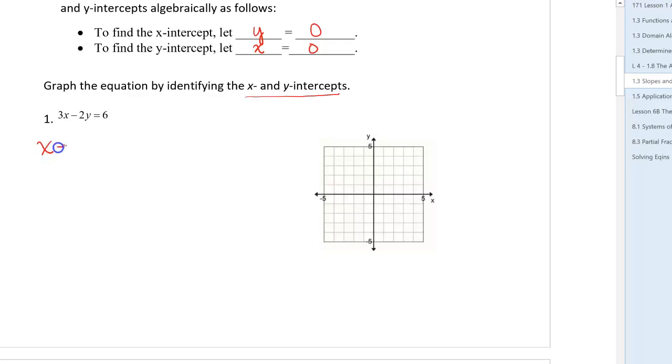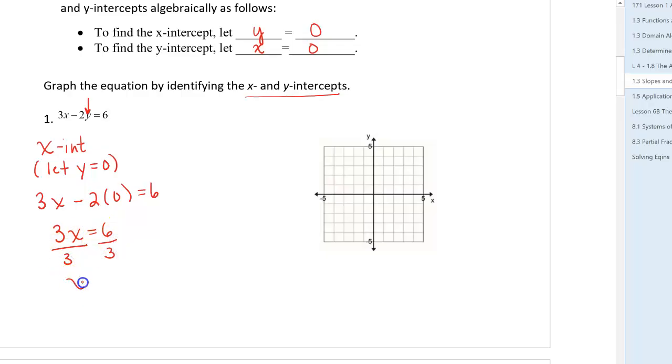So first, to find the x-intercept, we're going to let y equal 0. So we'll have 3x minus 2, but instead of y, we're going to plug in 0, and that is equal to 6. So that will give us 3x equals 6, and if we divide both sides by 3, we get x equals 2. So the x-intercept occurs at 2, 0.